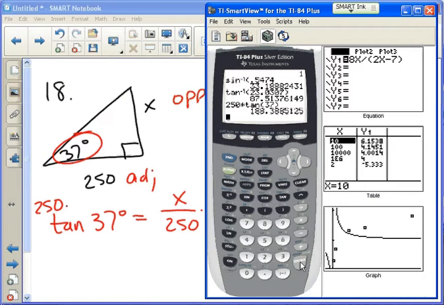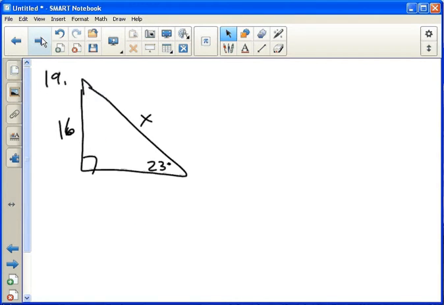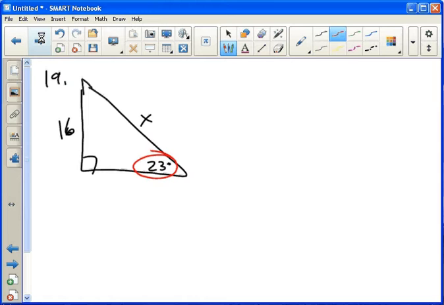Number 19, again, the angle is the pivotal point here. We have our opposite side and we have our hypotenuse. So that is sine. So we do sine of 23 degrees is equal to the opposite, 16, over the hypotenuse, x. This time, x is on the bottom. We have to get it out of there, so we need to multiply both sides by x.